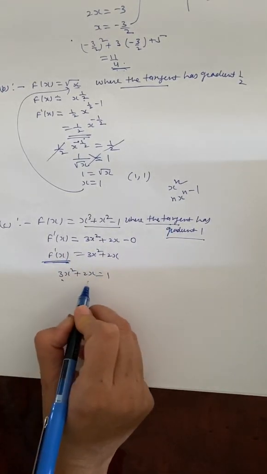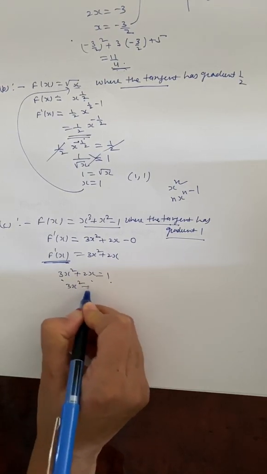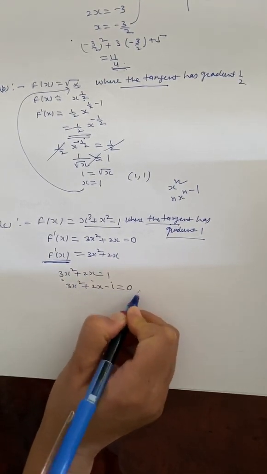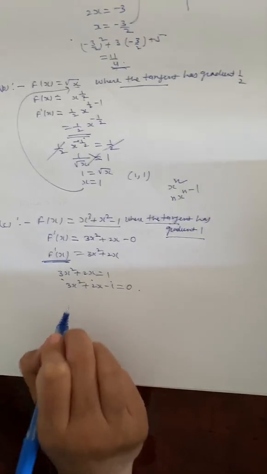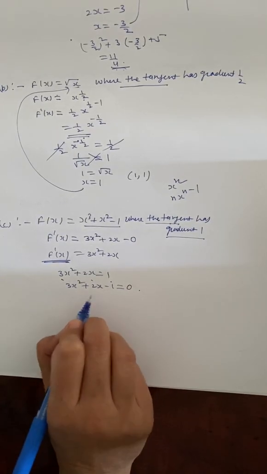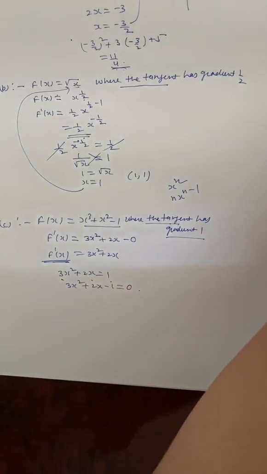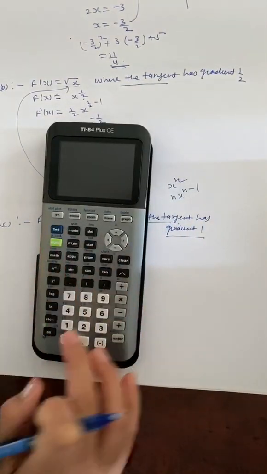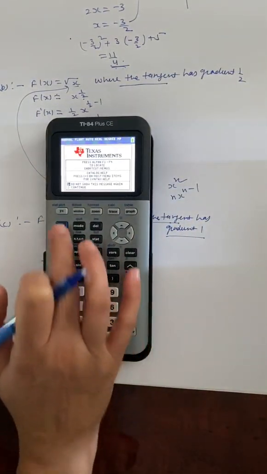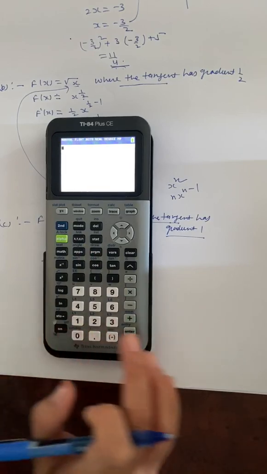Now, so this is 3x squared plus 2x is equal to 1. It's a quadratic equation. So you can either, if you can factorize, find the values of x using factorization, or you can use the discriminant rule, or you can use the calculator for this one. So let's have a look. How do we use the calculator here?